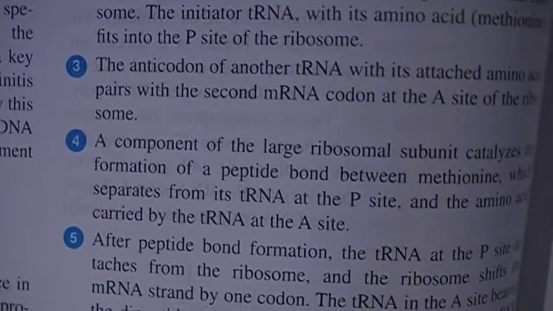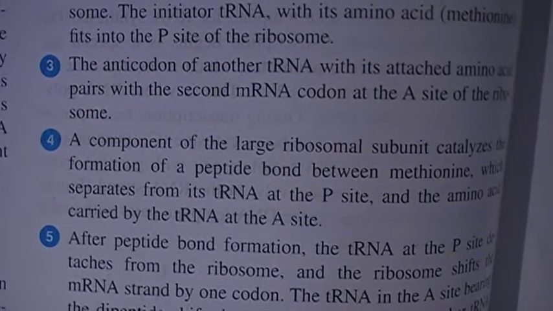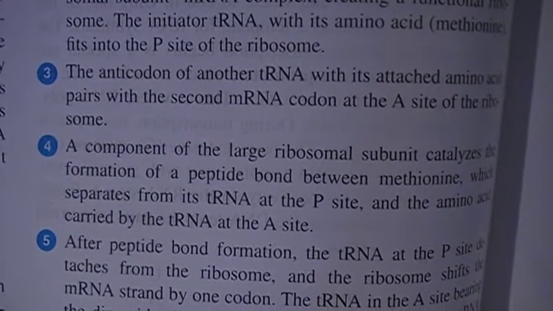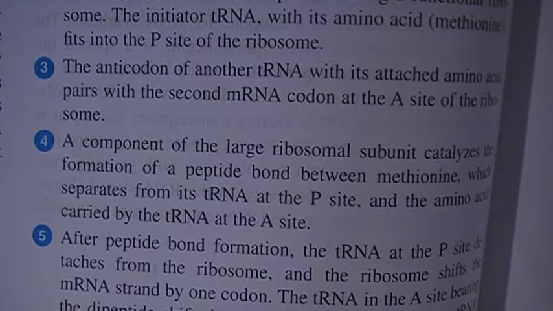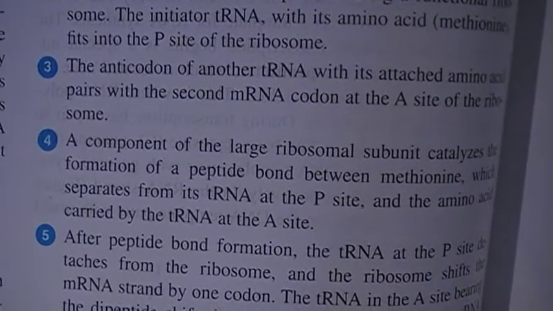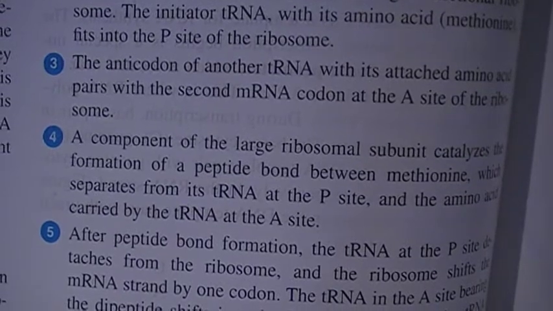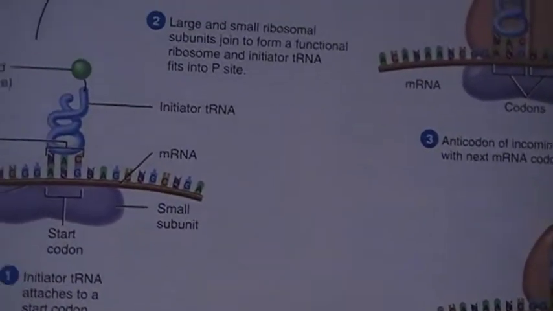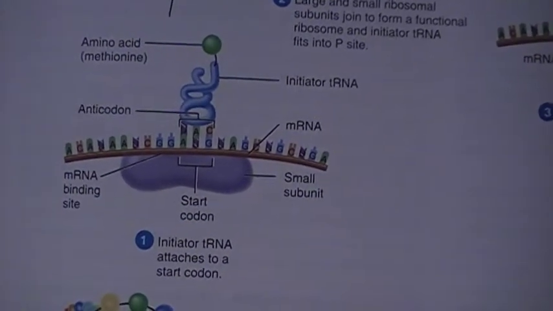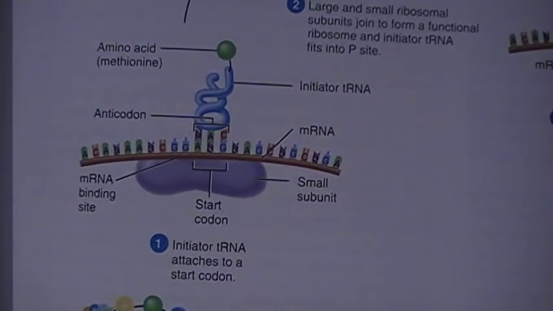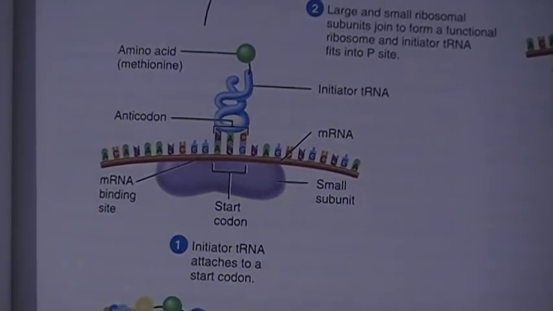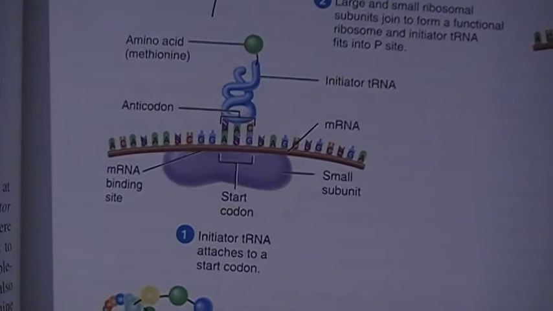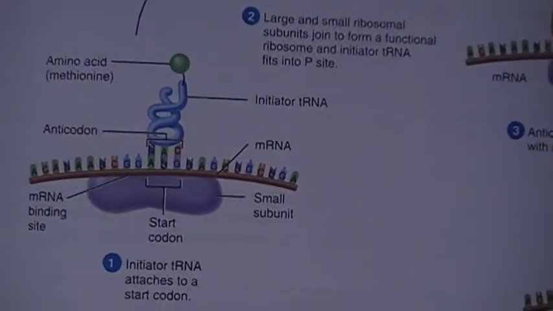Number 3, the anticodon of another tRNA with its attached amino acid pairs with the second mRNA codon at the A site of the ribosome. So number 1, initiator tRNA attaches to the start codon. AUG is the start codon.